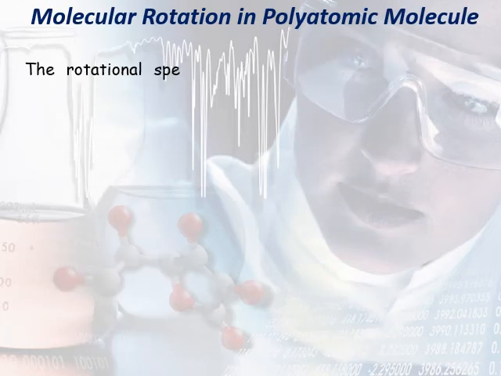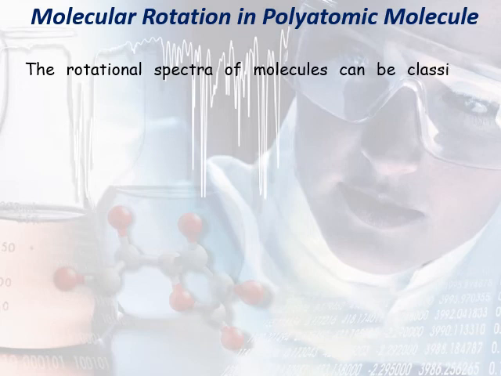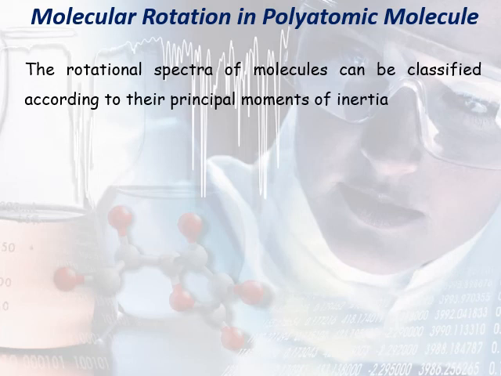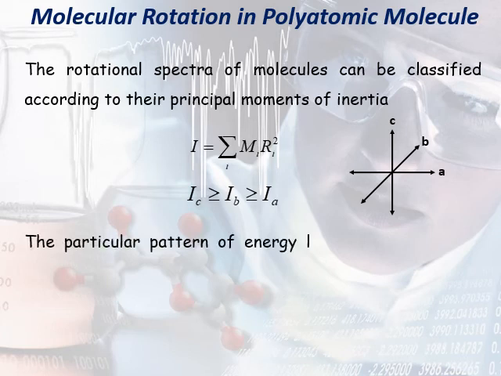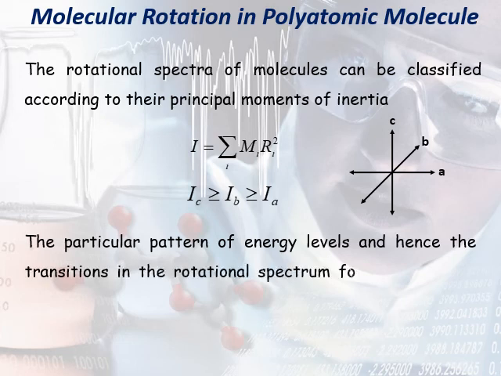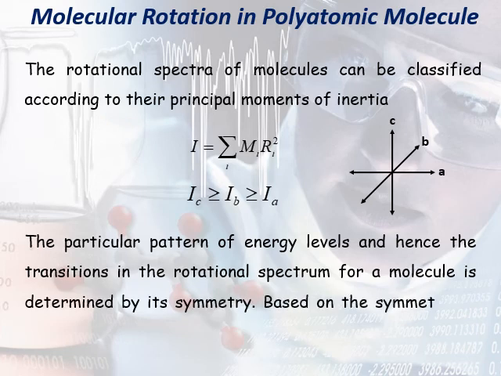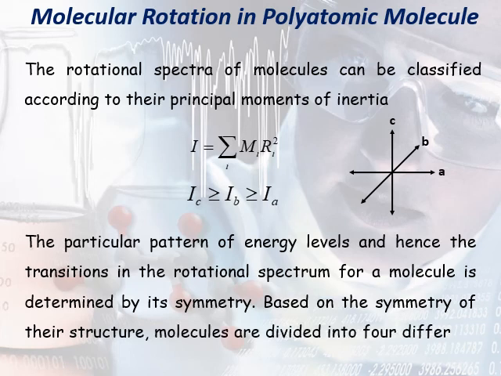Let's consider the case of polyatomic molecules. The rotational spectra of molecules can be classified according to their principal moments of inertia, Ia, Ib and Ic. It is a convention that the moments of inertia are arranged from higher to lower values. The particular pattern of energy levels, and hence the transitions in the rotational spectrum for a molecule, is determined by its symmetry. Based on the symmetry of their structure, molecules are divided into four different classes.